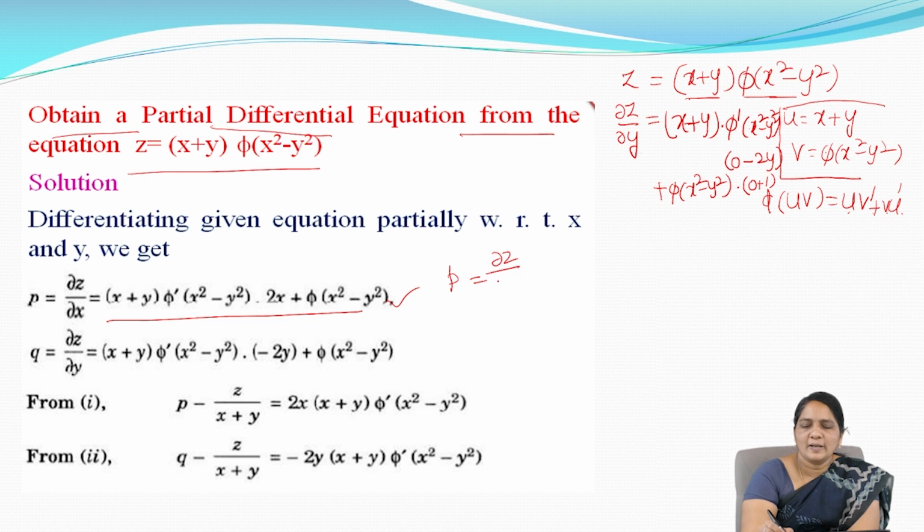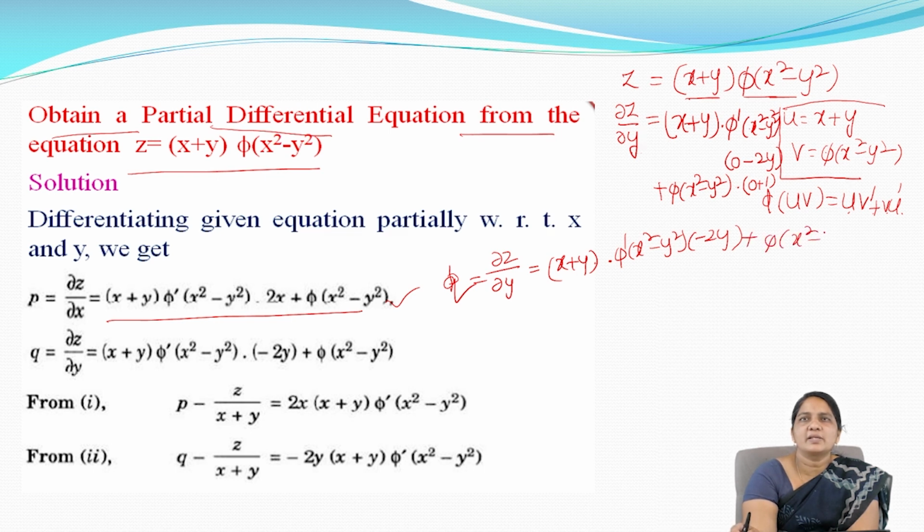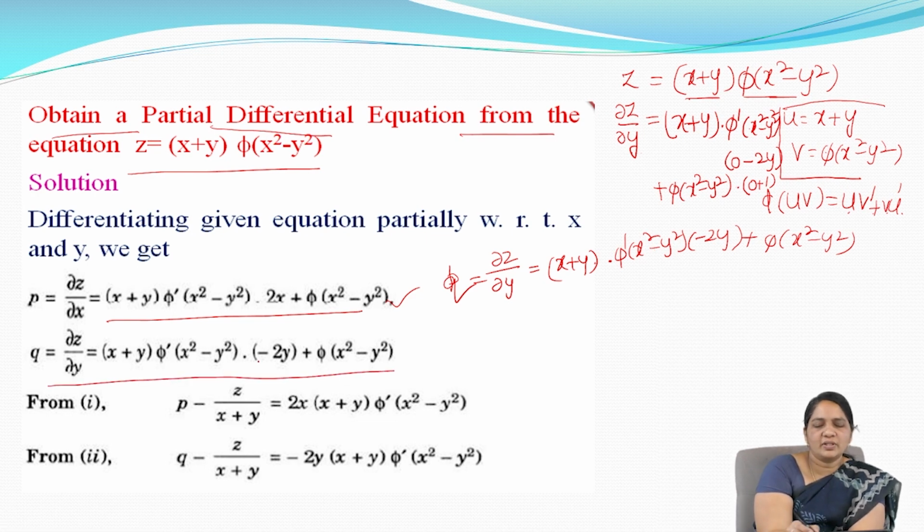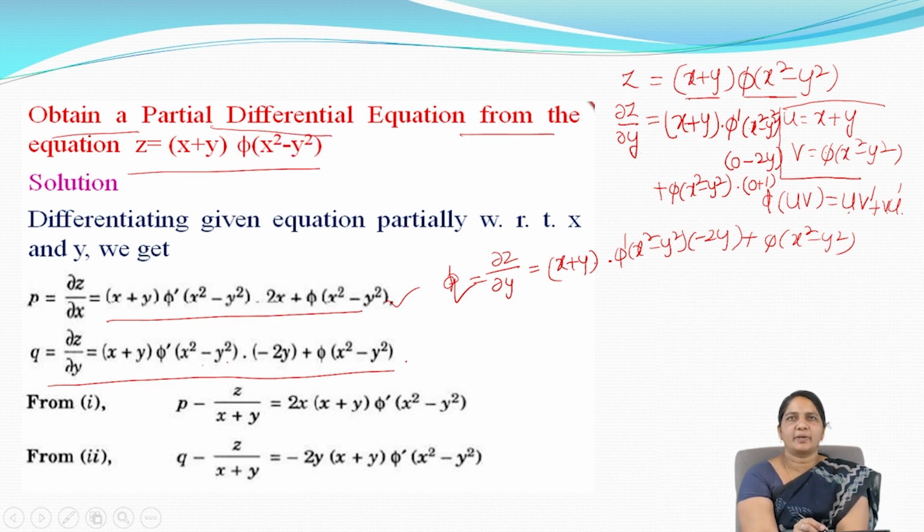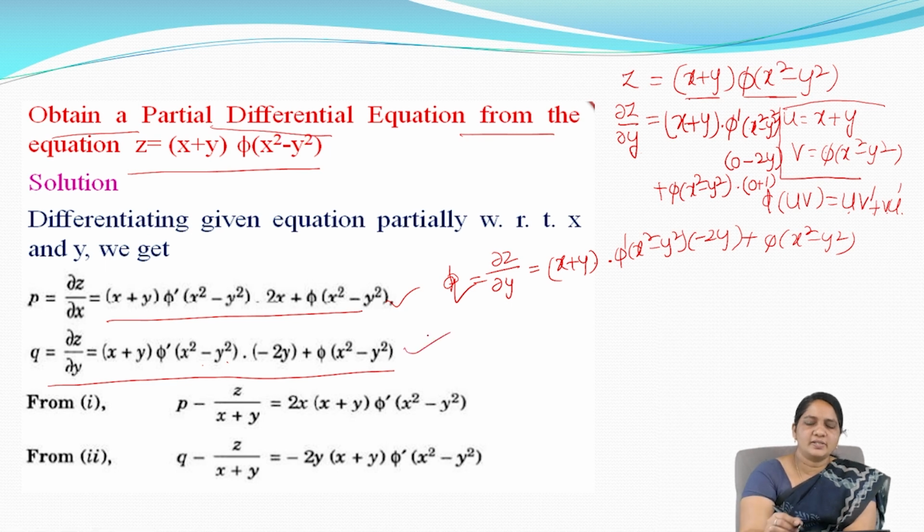So finally I got ∂z/∂x equal to... ∂z/∂y equal to (x+y) into φ'(x²−y²) into −2y plus φ(x²−y²). This is our q, that is q equal to ∂z/∂y, that is (x+y) into φ'(x²−y²) into −2y plus φ(x²−y²). So this is the p and this is the q.